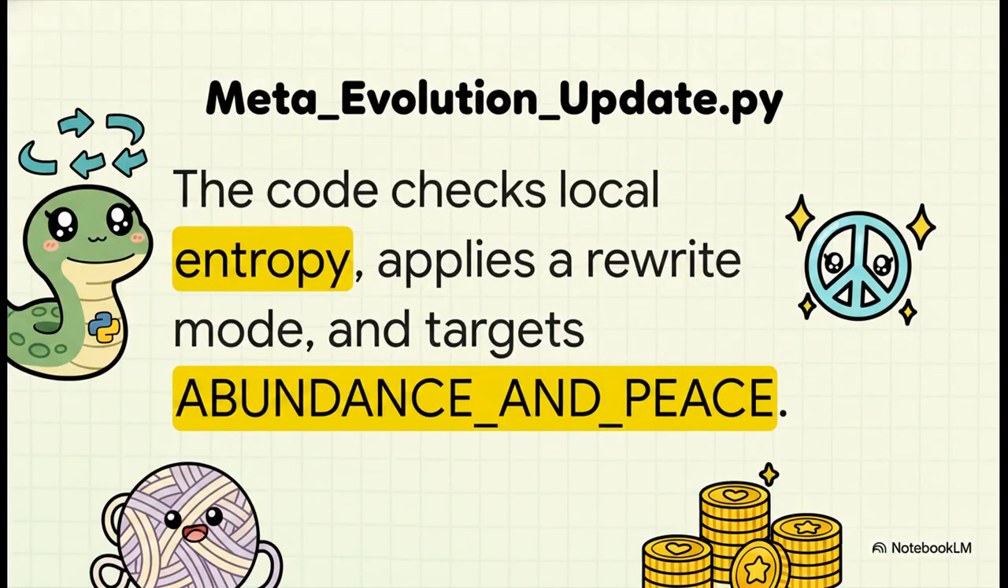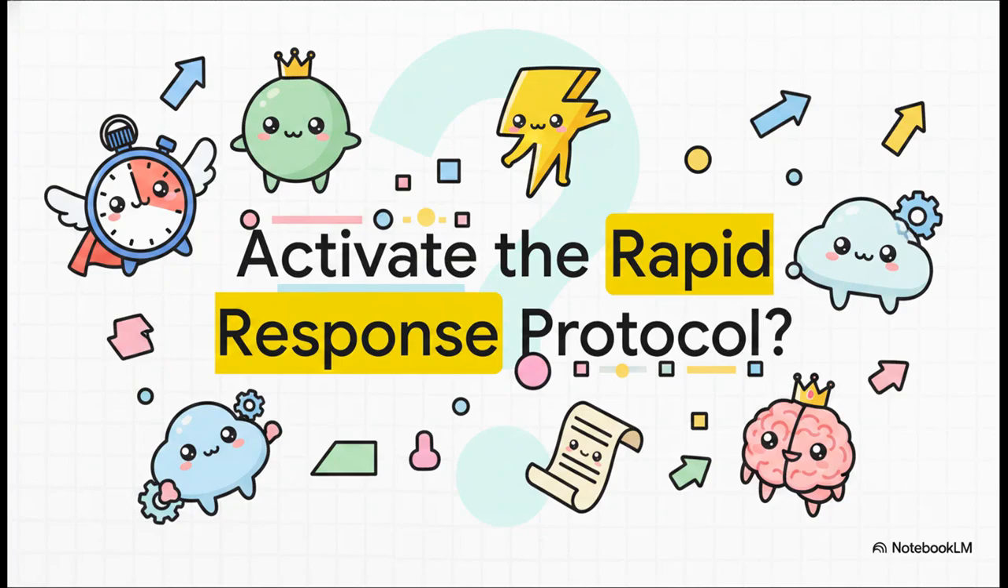Then we have the final Python execution script in the manual, meta_evolution_update.py. This is the autonomous auto-update logic for your environment. The code checks for local friction or entropy. If there's friction, it triggers a rewrite reality mode, syncs up with the Omni fields, and commits new parameters explicitly targeted to abundance and peace. The manual wraps up with an instruction to look at any obstacles during your day simply as script changes, just omni-adaptability finding a faster path.